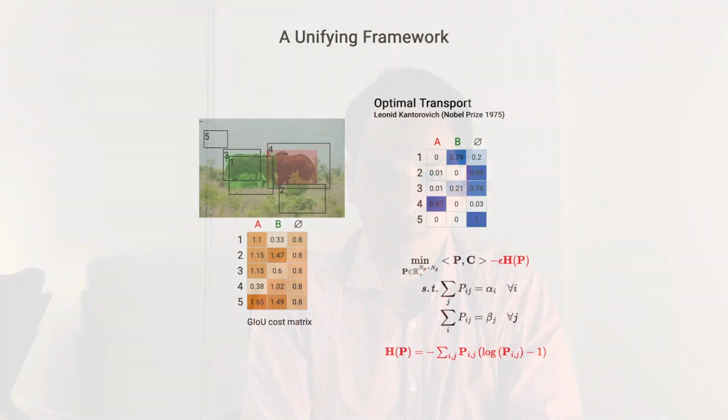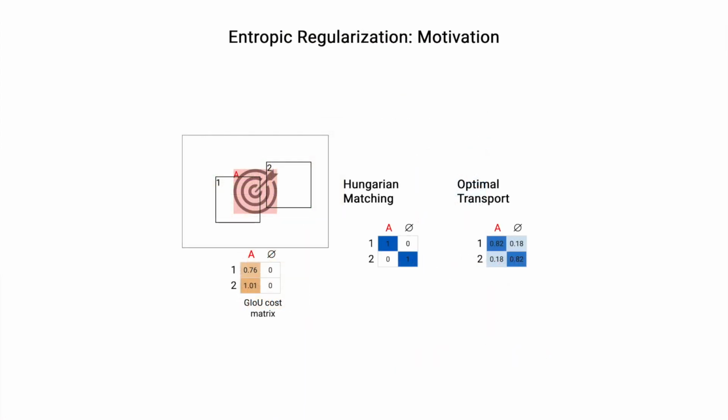This proves to be an advantage during training, helping to prevent sudden switches when two predictions are closer to each other. We can also have a look at the following example to illustrate this. As box 1 gets further away, the Hungarian matching will suddenly switch from one match to the other, whereas the regularized solution will be much smoother.